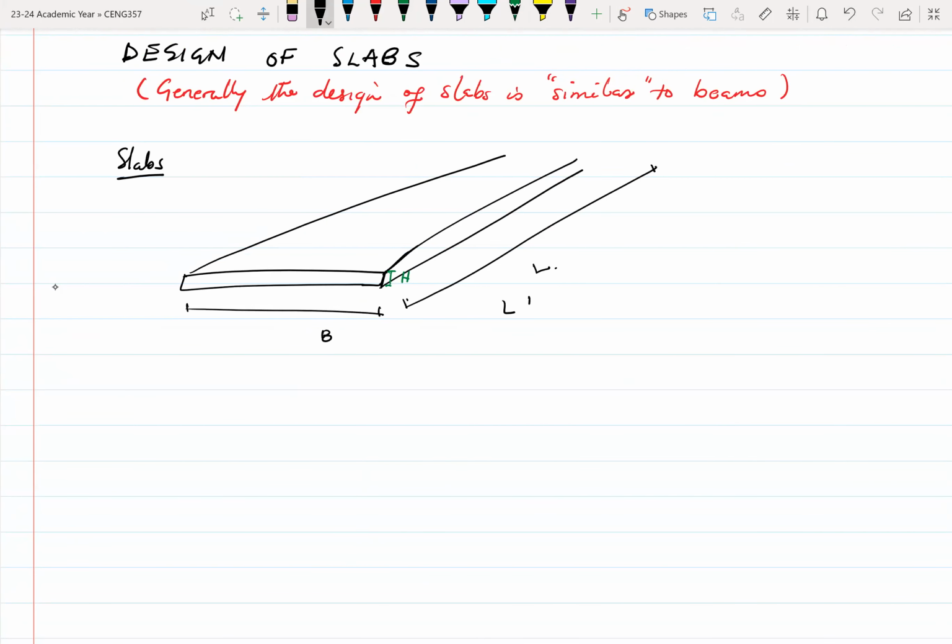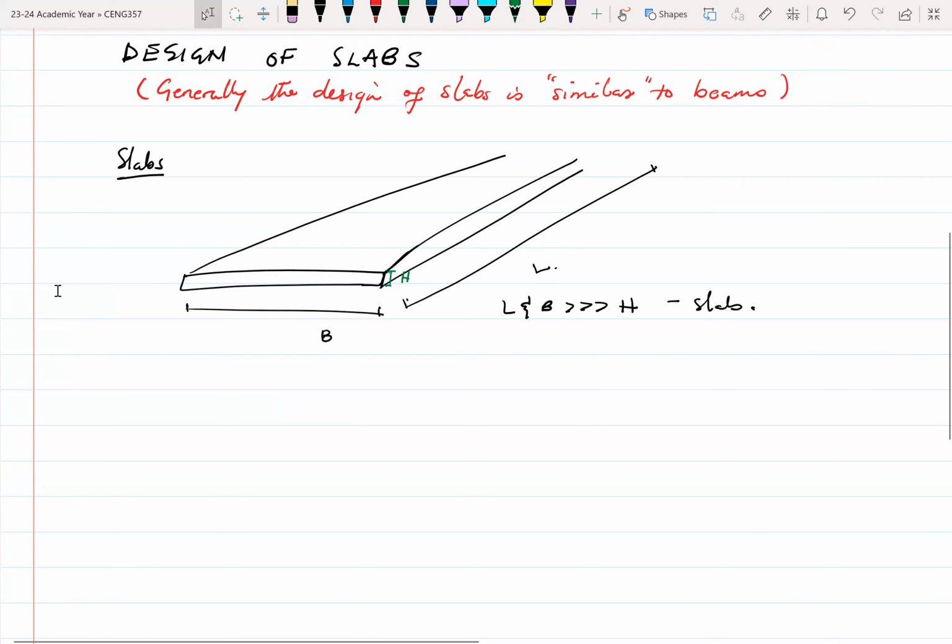Where your L and B are very large compared to your height, then this defines it as a slab. So they're usually horizontal flat-faced panels, whereby the plan length or the plan area, or the dimensions of the plan, are very high compared to the vertical elevation, right?